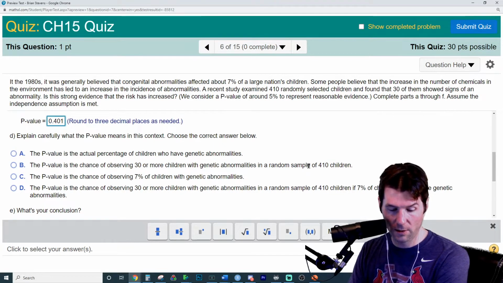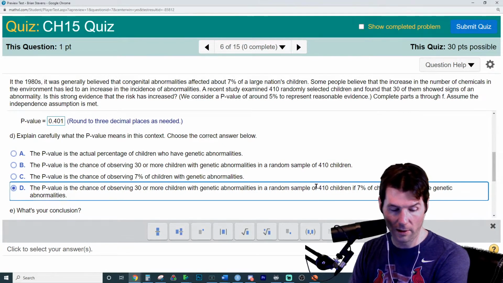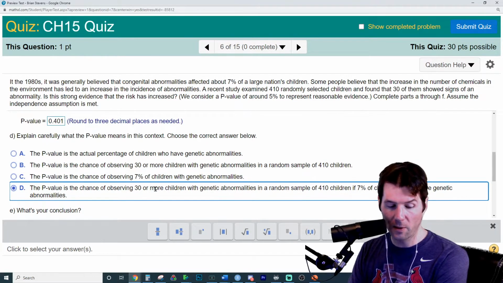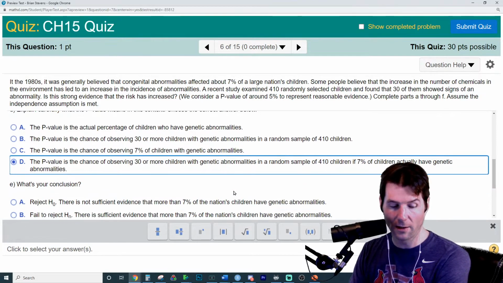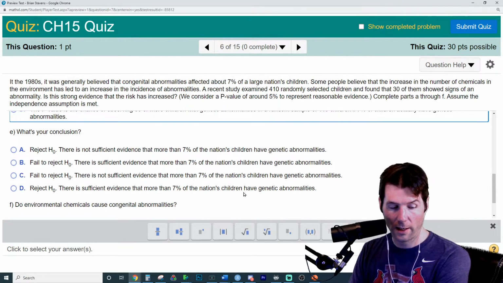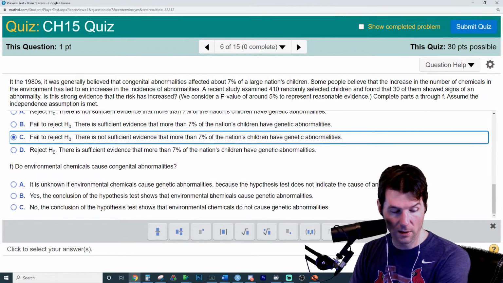Observing 30 more children. Yeah, here we go. Given the null is true, the probability of observing what we observed or something more extreme, given 7% of children actually have genetic abnormalities. And what do we do right here? We fail to reject the null. There is not evidence for the alternative.